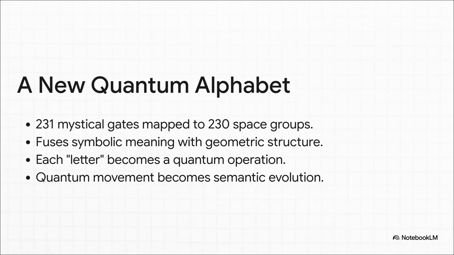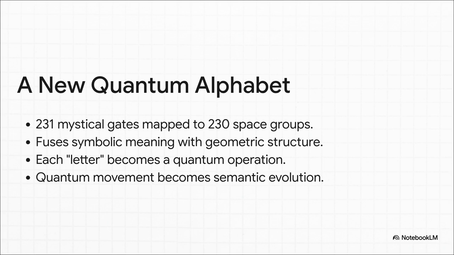Now, for the second part of the alphabet, we jump from ancient mysticism to hard science, specifically crystallography. It turns out there are exactly 230 ways that you can arrange symmetrical patterns in 3D space. These are called space groups, and they describe the fundamental structure of every crystal that exists, from a grain of salt to a diamond. So here is the truly brilliant move. You take the 231 mystical gates, and you map them onto the 230 scientific space groups.